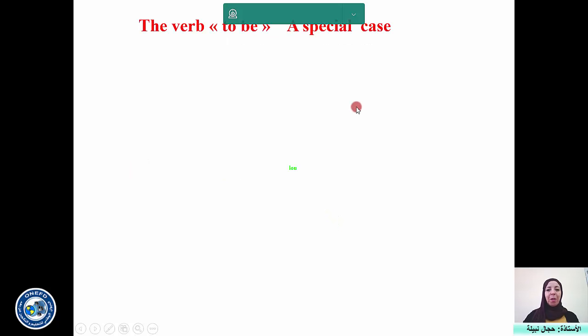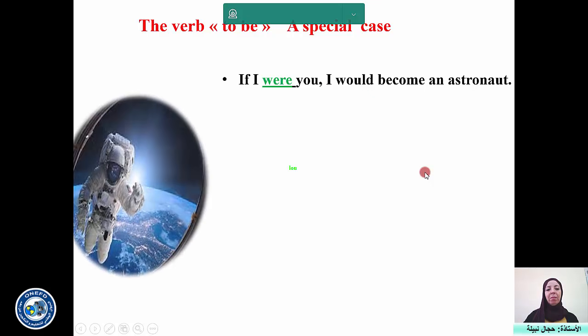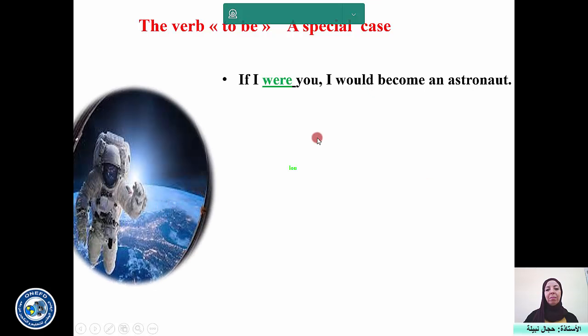There is a special case in verbs in conditional type 2, and the special case here is the verb to be. Look at the following sentence. If I were you, I would become an astronaut. Here is the astronaut. So, as we said, were is in the past simple of to be.